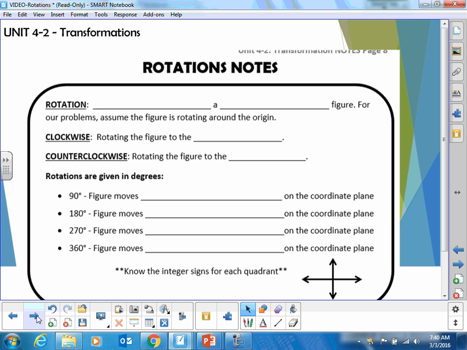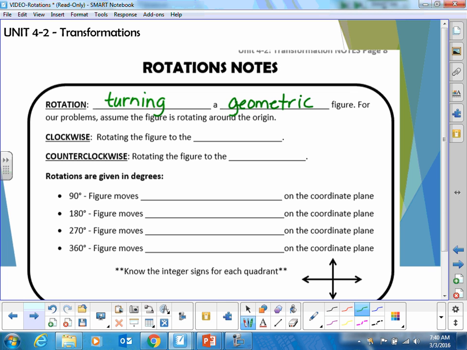Okay, take out your rotation notes. You should have them in your binder from class. A rotation, as I said before, is turning a geometric figure, and that just means a shape. And for our problems, you're going to assume that it's going around the origin, which is that center point 0, 0 in the middle of our coordinate plane.